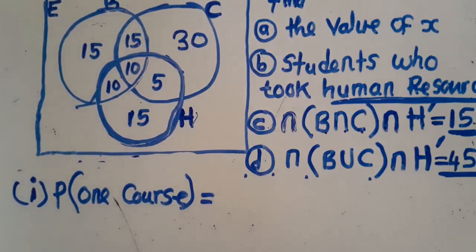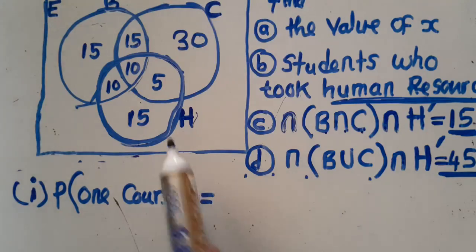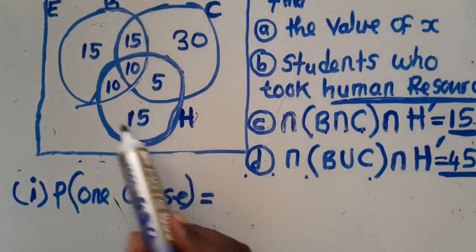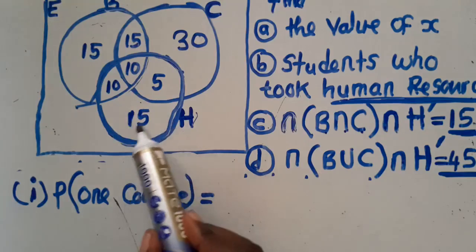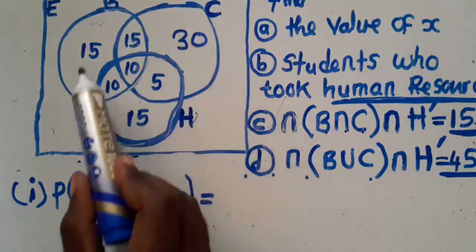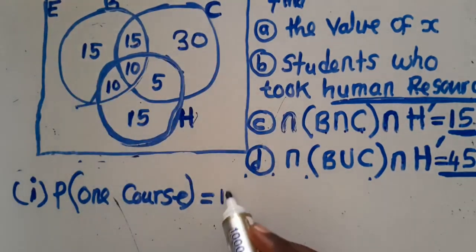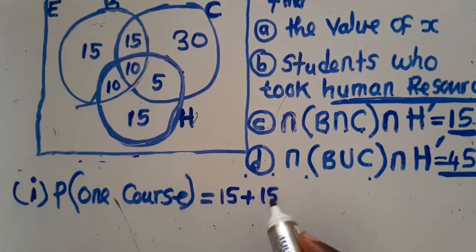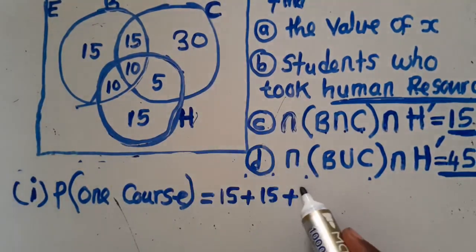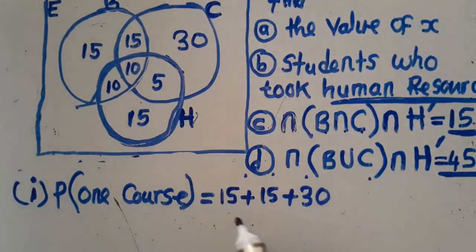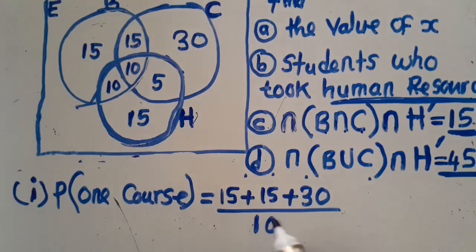So how many students were taking one course? Only one course. How many are there? We add them. So we say these ones were taking one course. Have you seen? These were taking one course. Even this one, even those, one course. So we add 15 plus 15 plus 30. What is the total number of students at this university? We are told that it is 100 students.